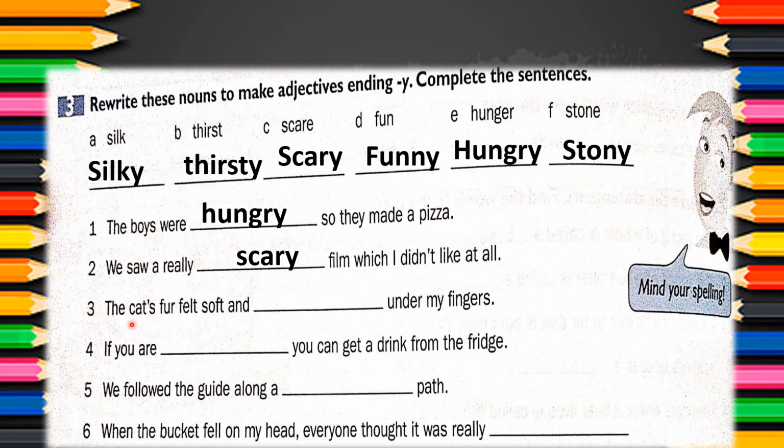Number 3. The cat's fur felt soft and, yes, furry under my fingers. Number 4. If you are what, you can get a drink from the fridge. If you are thirsty. Number 5. We followed the guide along a stony path. And the last one: when the pocket fell on my head, everyone thought it was really funny.